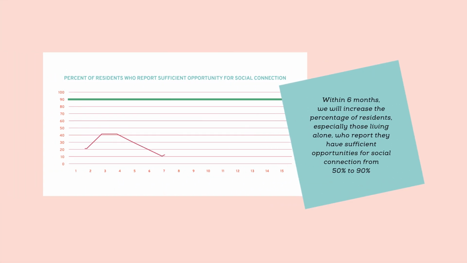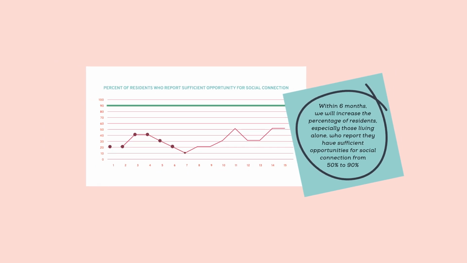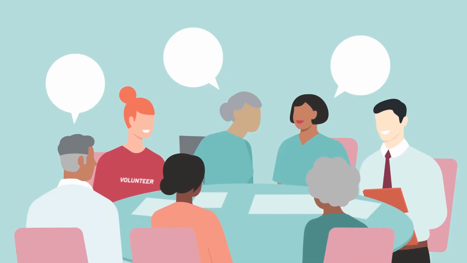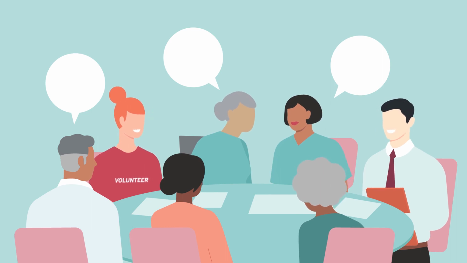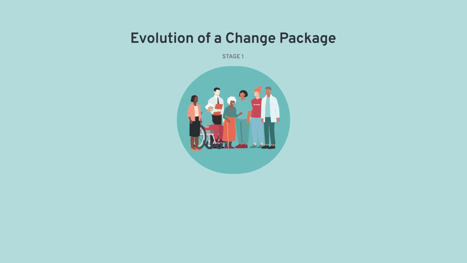From this broad goal, the team created a more specific aim. Within 6 months, increase the percentage of residents, especially those living alone, who report they have sufficient opportunities for social connection from 50% to 90%. To get started on improving resident social connection, this senior living community's improvement team begins with the first stage of creating a change package, developing a theory of change.